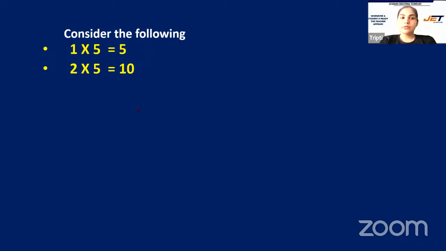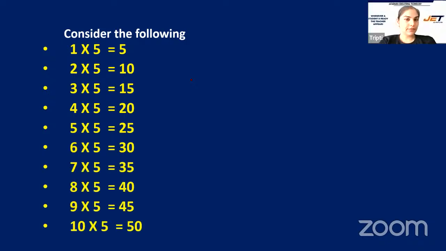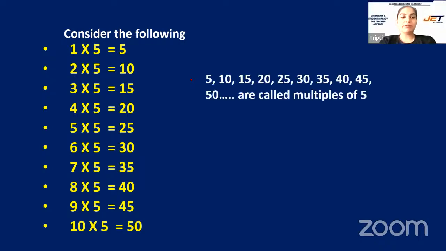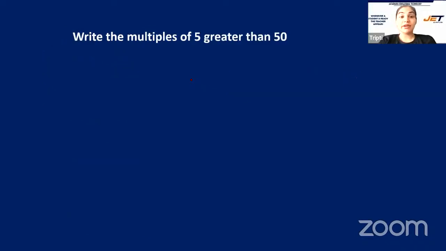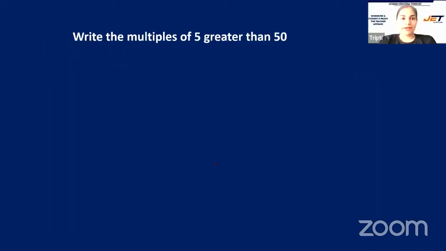I hope it's done. 1 times 5 is 5, 2 times 5 is 10, 3 times 5 is 15, 20, 25, 30, 35, 40, 45. Is it clear? Have you all written the same thing? If yes, then perfect. Now 5, 10, 15, 20, 25, 30, 35, 40, 45 are called multiples of 5. And remember one thing, dear children, the multiples of 5 always end with 5 or 0. You can see here 5 or 0, 5 or 0, right? So these are all called the multiples of 5.